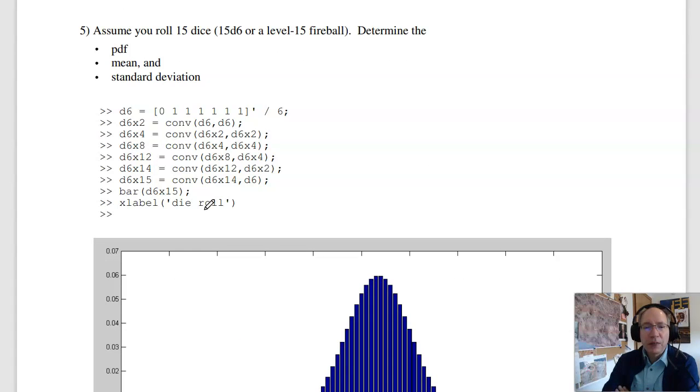Problem 5. Suppose I roll a level 15 fireball, being a very high level magic user. What's the PDF for the damage that I expect to do? And the mean and the standard deviation. Again, I'm going to use MATLAB and use convolution. In this case, take a six-sided die, convolve it once, I get 2 six-sided dice, 4, 6, 8. 8 plus 4 is 12, 12 plus 2 is 14, 14 plus 1 is 15. So there's the PDF for a level 15 fireball.